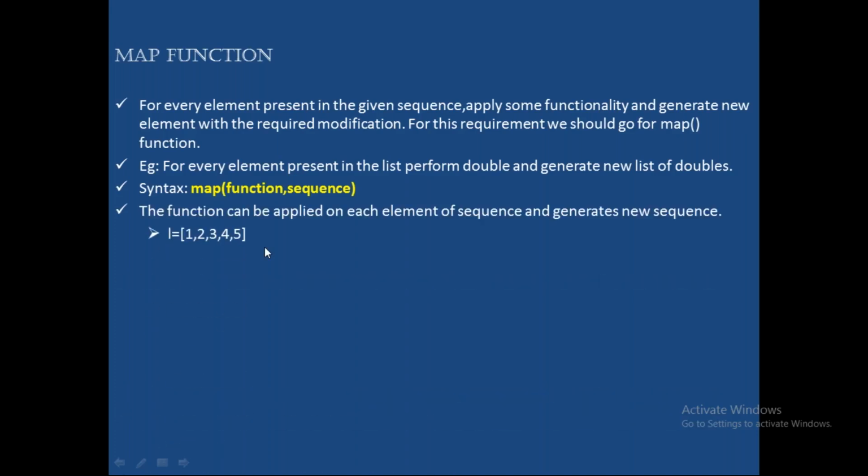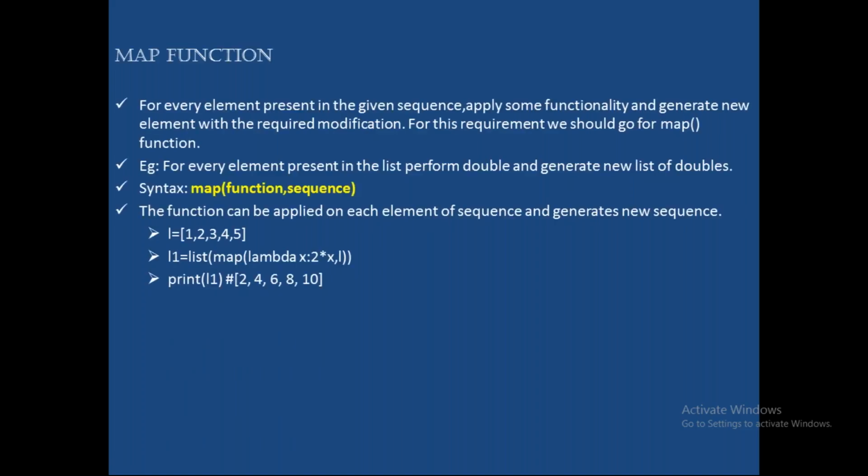Example, you see L is 1, 2, 3, 4, 5. Now what I am doing is lambda x colon 2 into x. From this list, one by one I assign values to x. When I pass 1, 2 into 1 is 2. When I pass 2, 2 into 2 is 4. When I pass 3, 2 into 3 is 6. 4 into 2 is 8. 5 into 2 is 10. So when you print L1, you will get 2, 4, 6, 8, 10. Okay, understood. So it is going to transform the data.